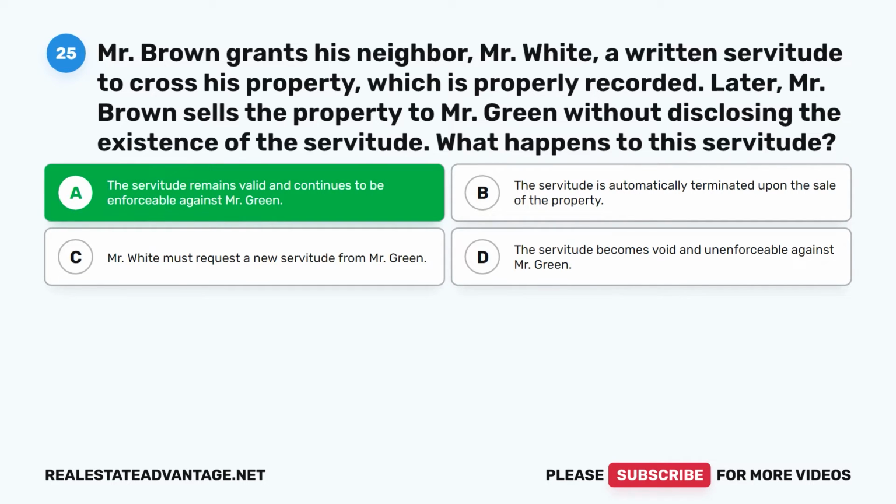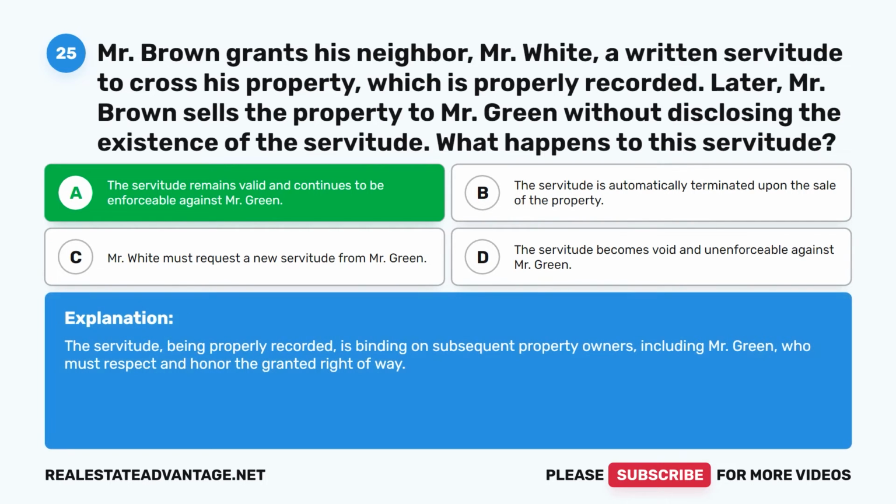The correct answer is A. The servitude remains valid and continues to be enforceable against Mr. Green. The servitude, being properly recorded, is binding on subsequent property owners, including Mr. Green, who must respect and honor the granted right-of-way.